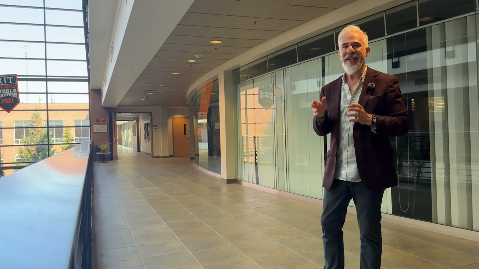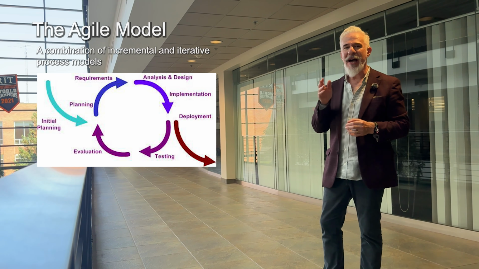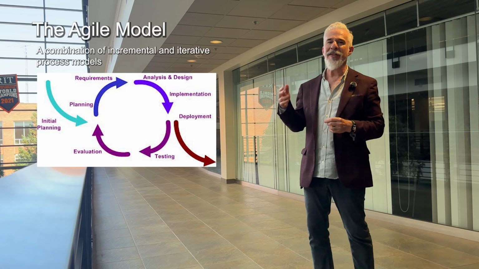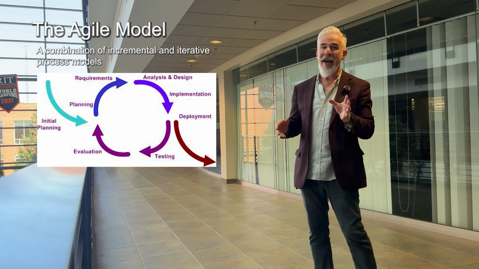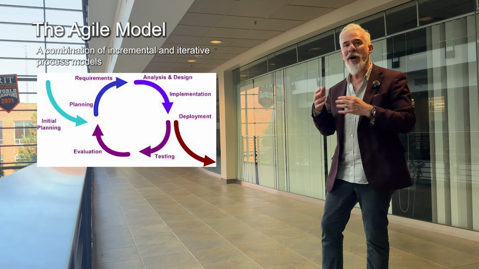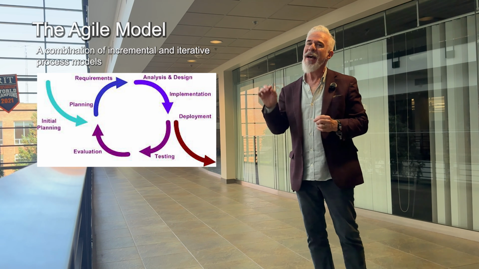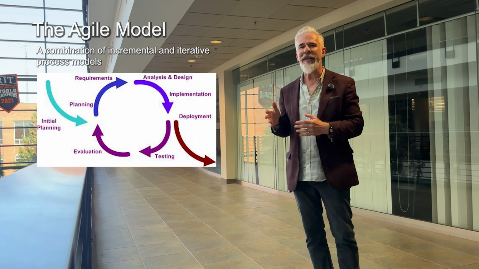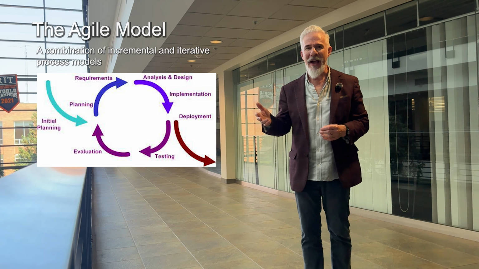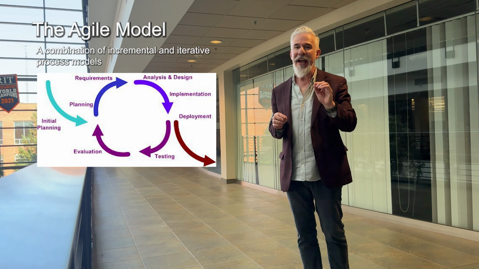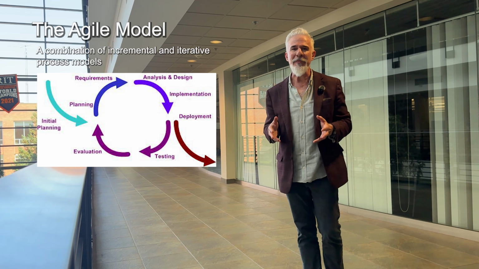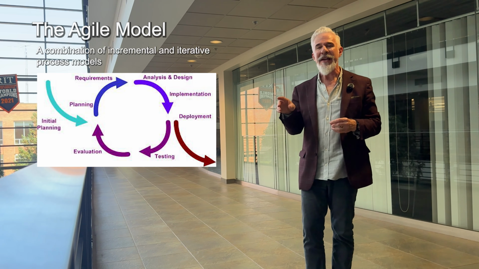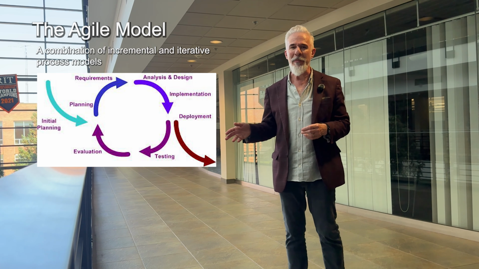Another well-known model is the Agile model, which is a combination of incremental and iterative process models. That means instead of just delivering one big final product at the end, Agile teams deliver smaller working pieces more frequently and adjust them based on feedback. The main advantage of the Agile approach is that it's very flexible and adaptable, so that's the main difference compared to the Waterfall model.